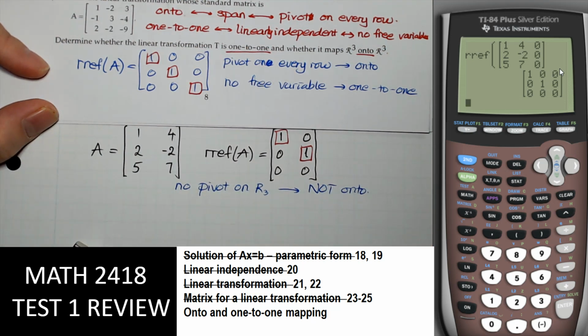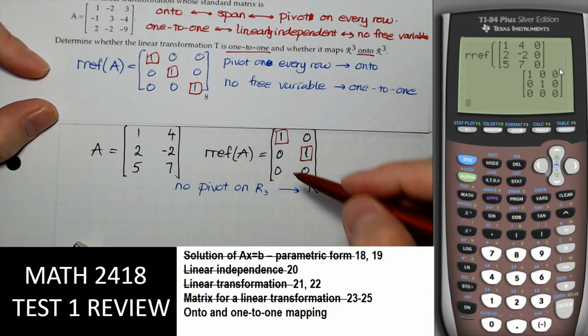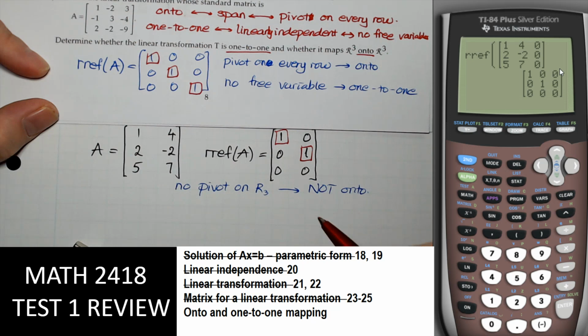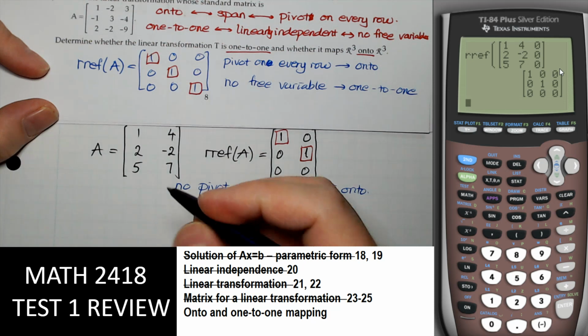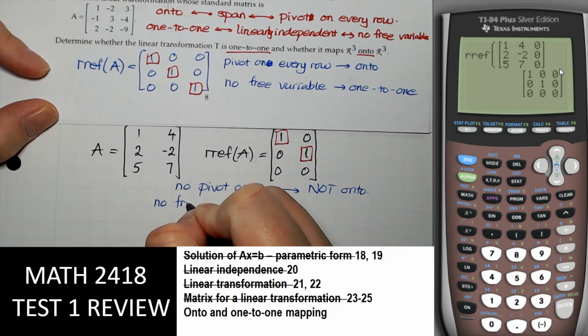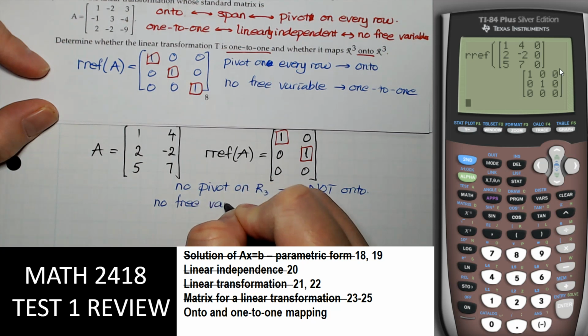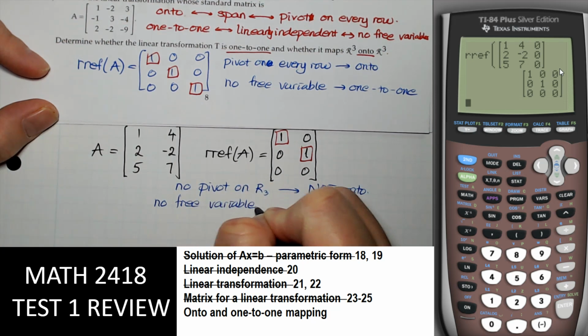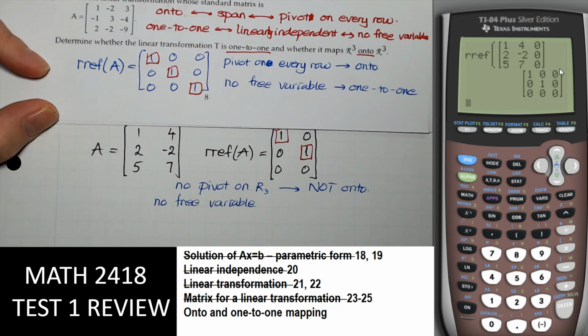Next, we check for linearly independent or the free variable. There's no free variable, so it is linearly independent, and this is one-to-one. So this one we say no free variable, so linearly independent, and it will be one-to-one.